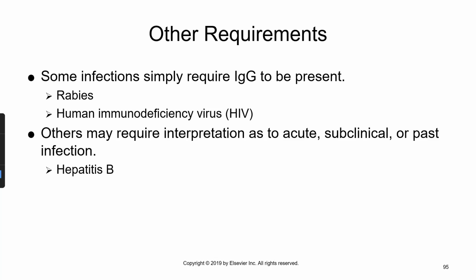Some infections simply require only IgG to be present, like rabies or HIV. Others may require interpretation as to acute, subclinical, or past infection. So some infections, it's just they had it or they didn't. Other infections, we would like to know a little bit more information. Is it happening right now? Did it happen in the past? And how can that guide our treatment?